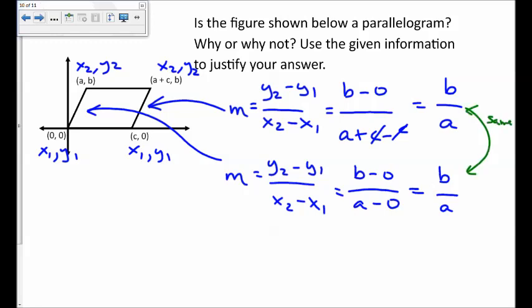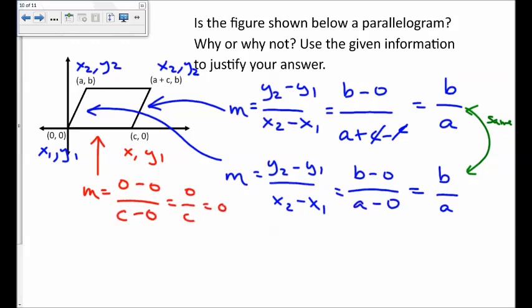All right, so down here, this segment has a slope of 0. If you want to see that by plugging numbers in, you define this one to be x1, y1, and I get 0 minus 0 over c minus 0, which is 0 over c, which is 0.